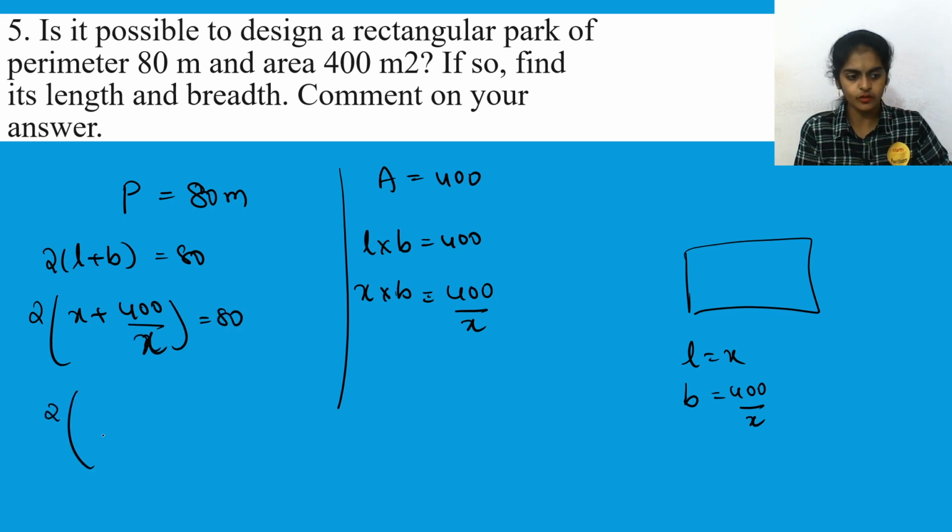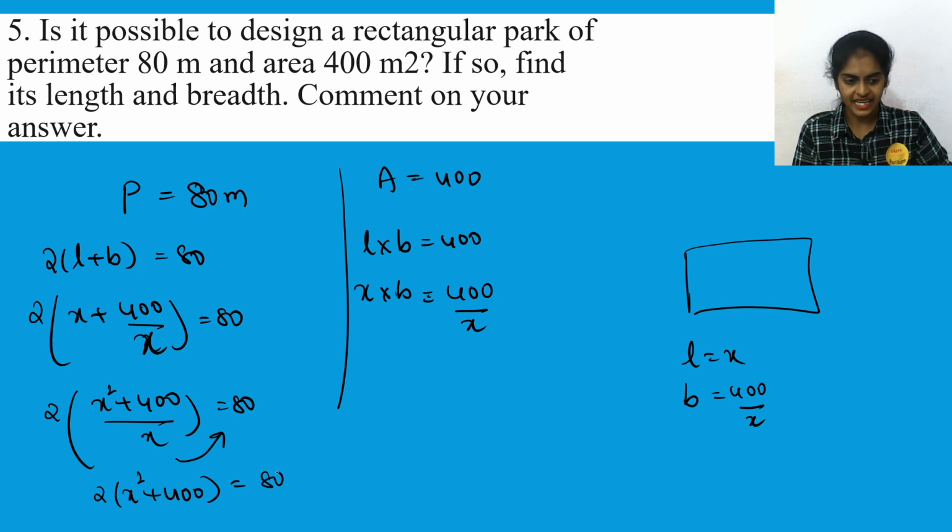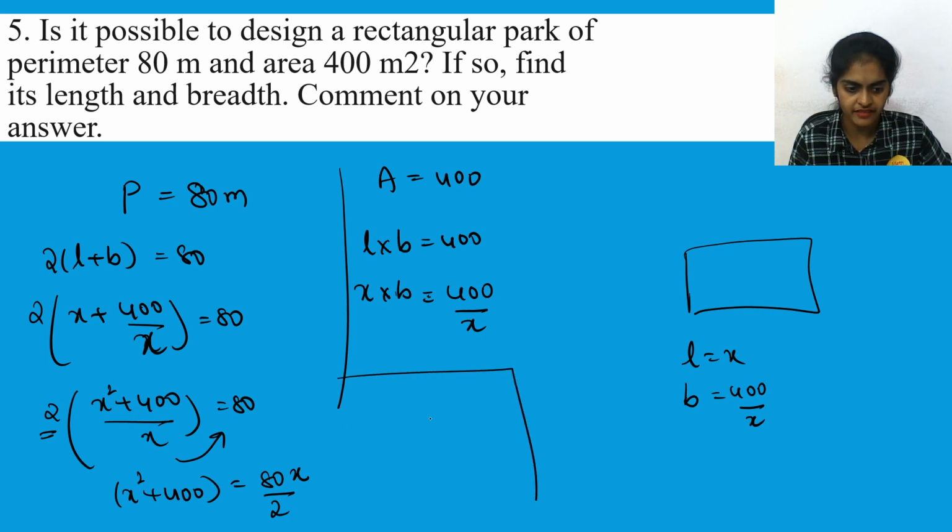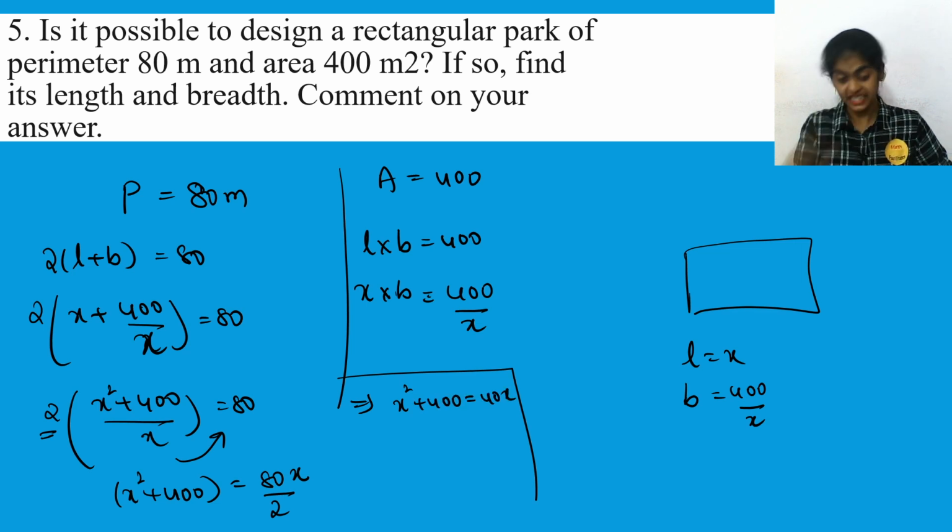Let us take LCM now. So 2 times (x square plus 400) divided by x equal to 80. Let me transpose this x to the other side. I'll have 2 times (x square plus 400) is equal to 80 into x, and let us transpose this 2 also to the other side. You will have divided by 2. So now finally what do we have here? I can write x square plus 400 is equal to 40x. Let us transpose 40x to the other side. You will have x square minus 40x plus 400 equal to 0.